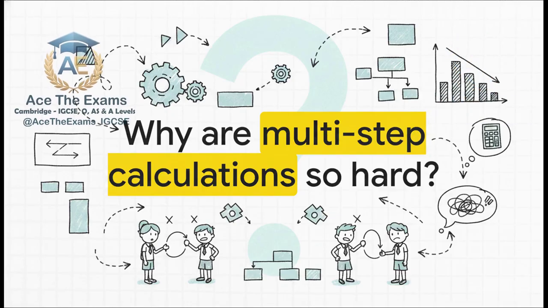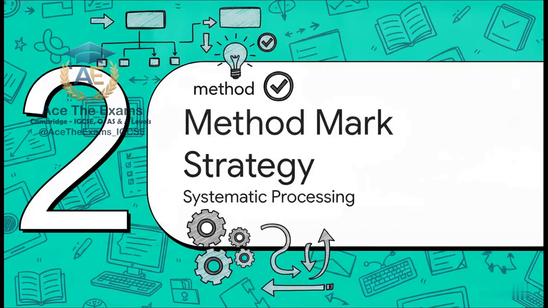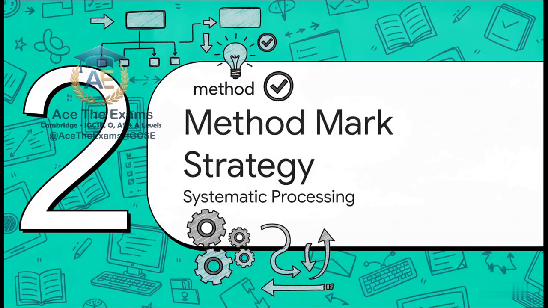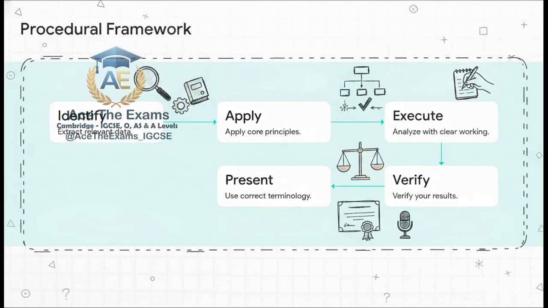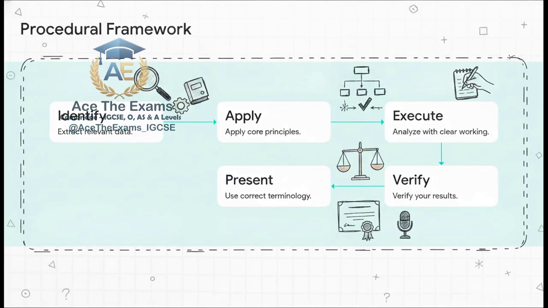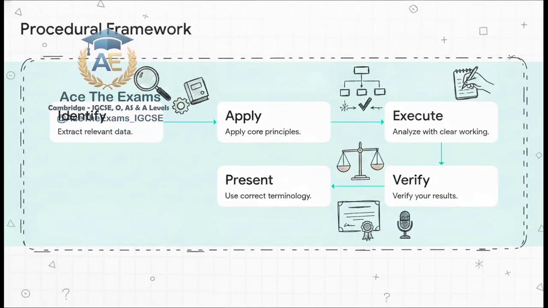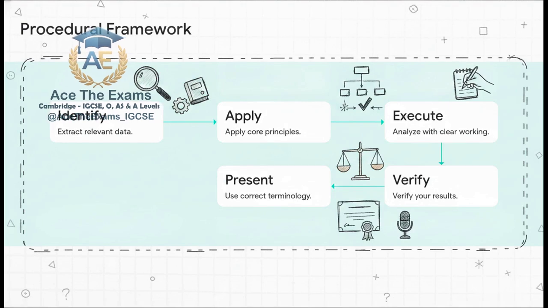It's because they don't have a system. They rely on gut feeling instead of strategy. And that brings us to Section 2, the method mark strategy, systematic processing. Listen closely, because this is the secret to conquering those complex multi-step problems. It's a strict 5-step procedural framework. Examiners award you points for a visible, logical process. We call these your method marks.